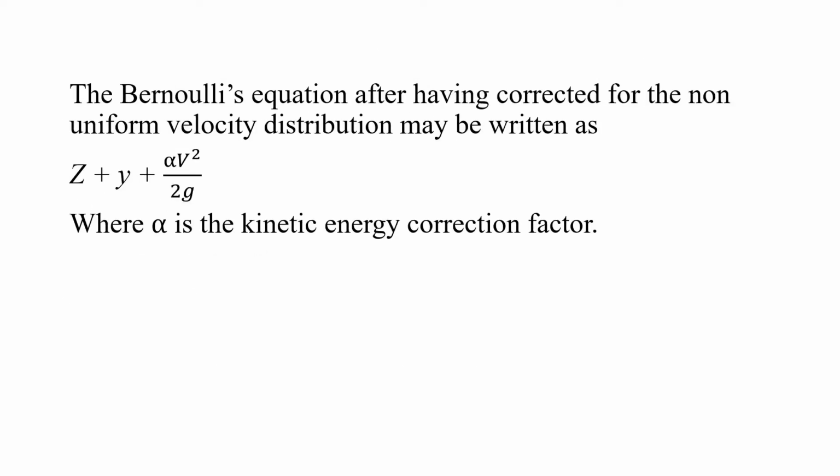The assumption of ideal fluid results in a uniform distribution of velocity over a flow section, which is never achieved in practice. So the Bernoulli equation, after correcting for the non-uniform velocity distribution, may be written as Z plus Y plus alpha into V square by 2g, where alpha is the kinetic energy correction factor.